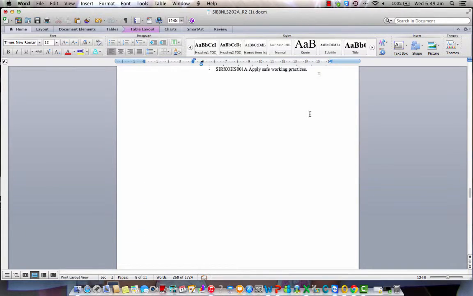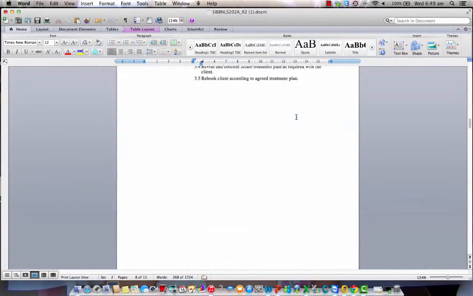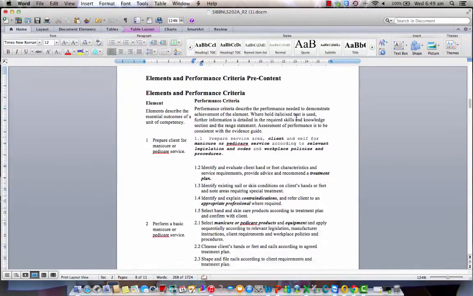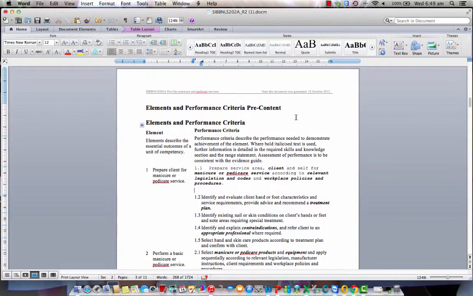Now, if I go back up to the performance criteria here, the performance criteria details what the learner must demonstrate to prove competency. And I find it really useful to look at each performance criteria and ascertain exactly what the learner needs to know in order to demonstrate competency.